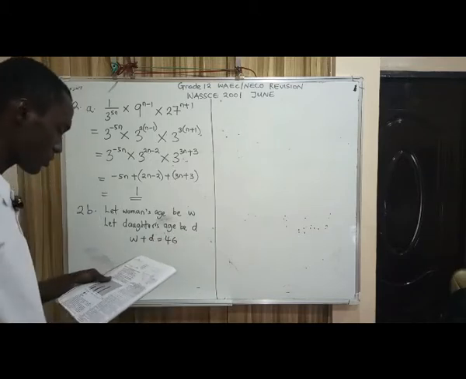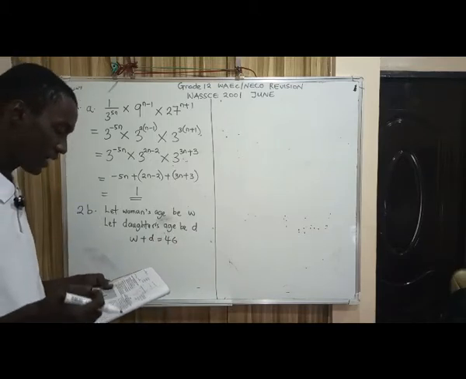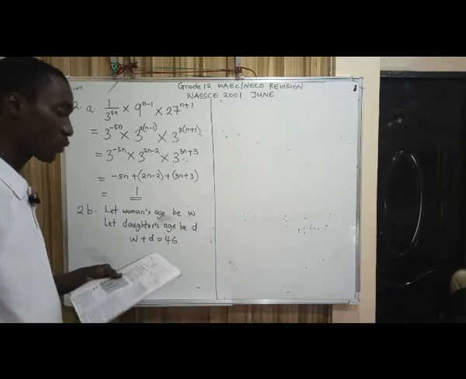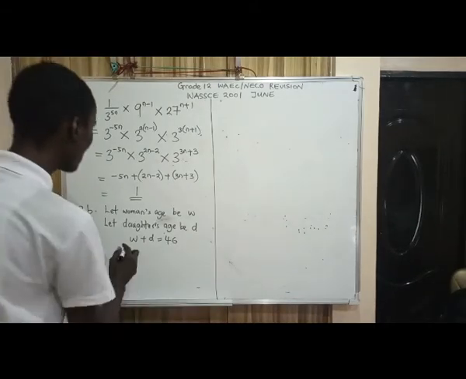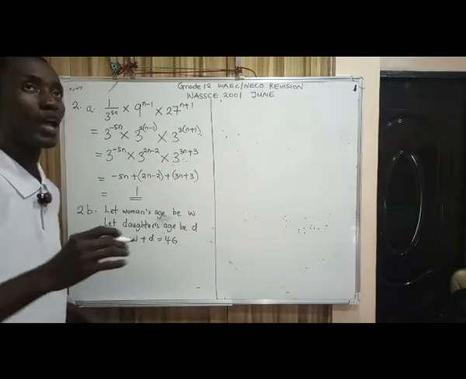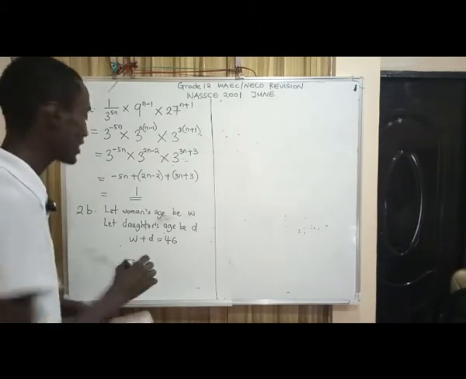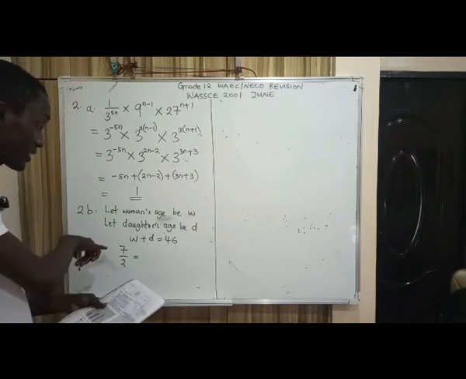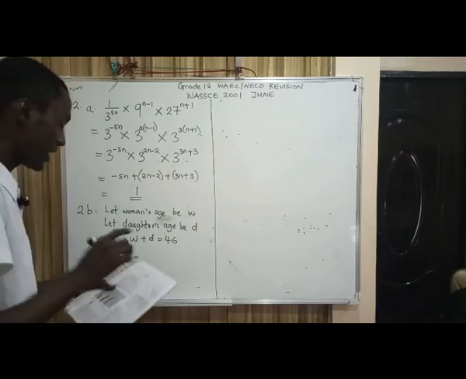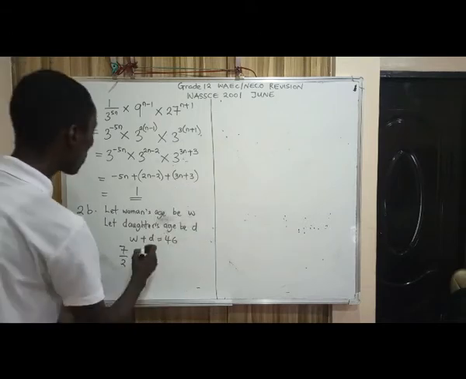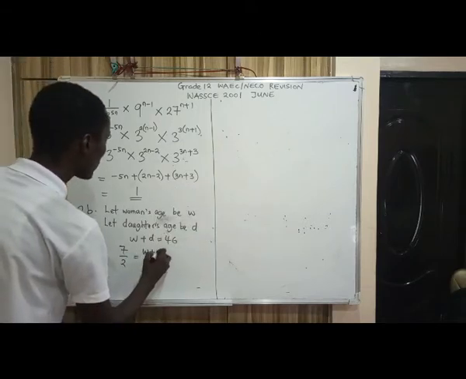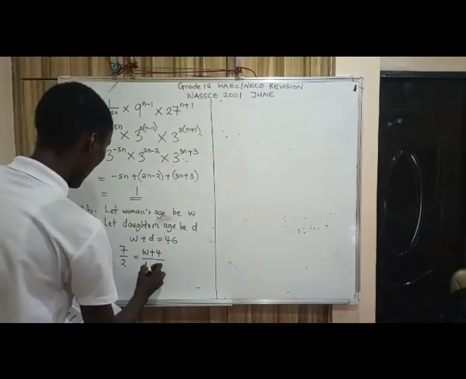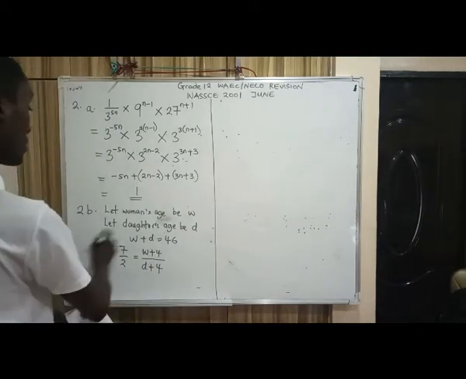Beautiful. So it means that W plus D will be equal to what? 46. Now, we are told that in 4 years' time, the ratio of their ages will be what? 7:2. It means, remember that a ratio is also a fraction. So technically, I can say 7/2, where 7 will mean the mother's age or the woman's age and 2 will be the daughter's age. It says in 4 years' time. So whatever the woman's age is, add 4 years, over whatever the daughter's age is, add 4 years. So this is what we're expected to do.